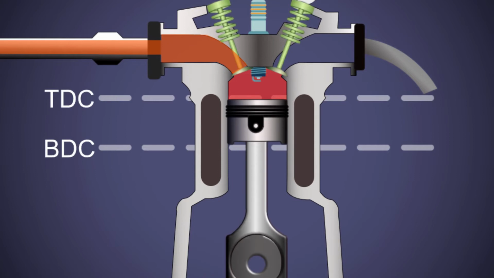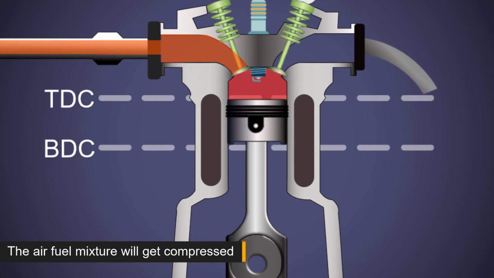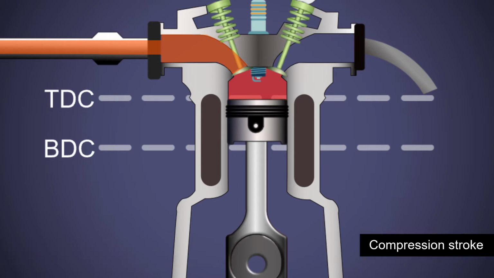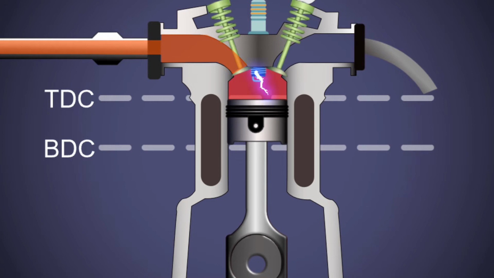As the piston moves towards the top dead center, the air-fuel mixture gets compressed. Near the top dead center, the air-fuel mixture is highly compressed. At this point of time, a spark is produced by the spark plug. This spark will ignite the fuel. This is the stroke number 2, the compression stroke. During this stroke, the inlet and outlet valves are closed.